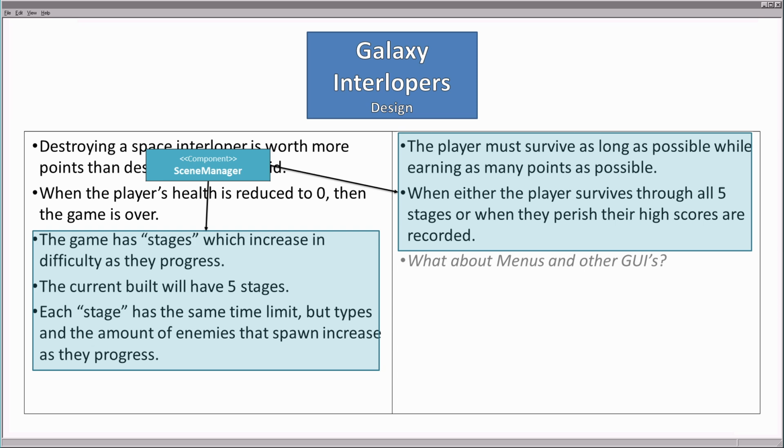We notice that there are stages which increase the game's difficulty. We do not seem to have this concept in our component design, but we have mentioned that the scene manager can be used to handle something like this. Also, when we consider most modern games, we have to wonder, where are the menus? Where are the graphical user interfaces? This has yet to be mentioned, and both of these require an understanding of another level of organization.